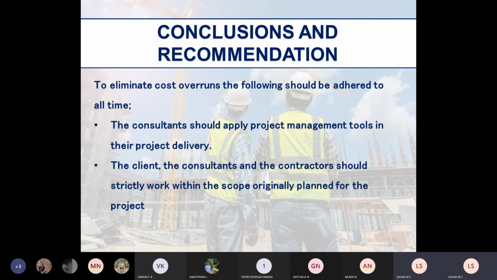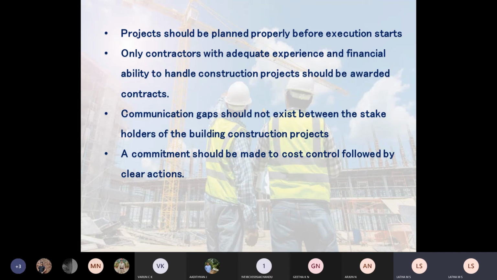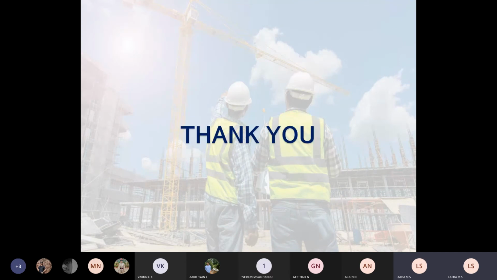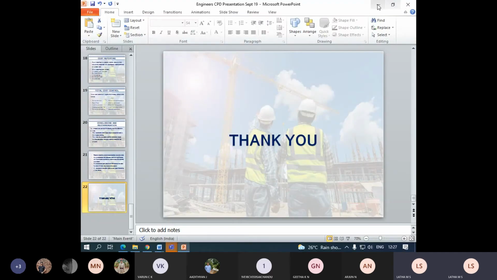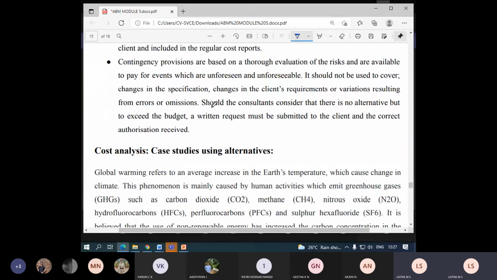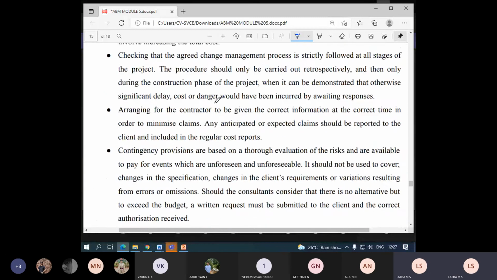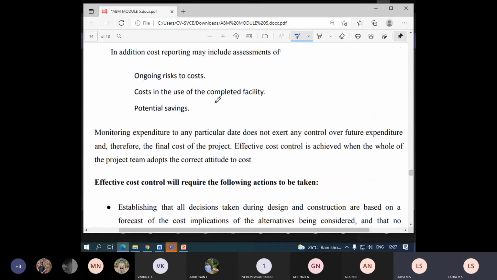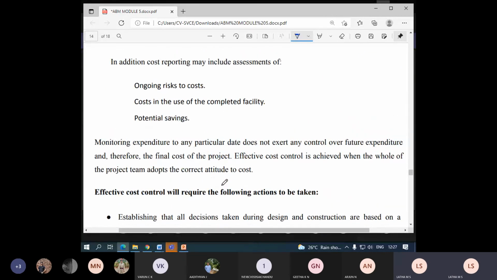So when you take up the project, students, you have to see who is the vendor and who is the owner. Vendor means the developer, who is constructing for the owner. The cash flow has to be perfect, precise. Then you can expect a good salary. Right. This is more about the conclusions. Contingency provisions and all should be made, and that is what effective cost control will require.